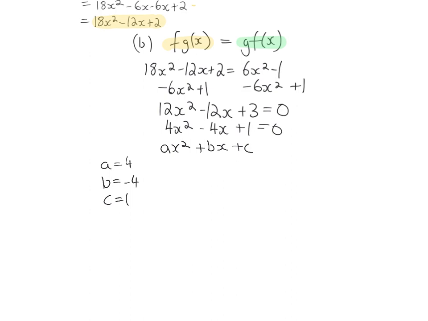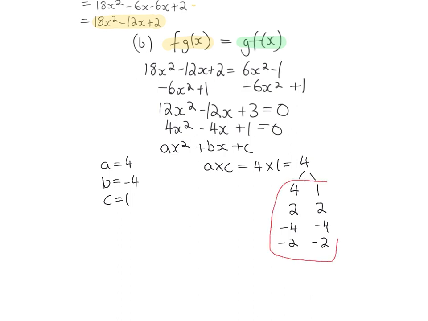Next we get a times c, which gives us 4 times 1, which is just 4. To list the factors of 4 then, we get 4 and 1, we get 2 and 2. Of course we also can get minus 4 and minus 1, and minus 2 by minus 2. So I'm going to box these in. So we need to pick the one that when you add it together, it's going to give us minus 4. So minus 2 plus minus 2 will definitely give us minus 4.